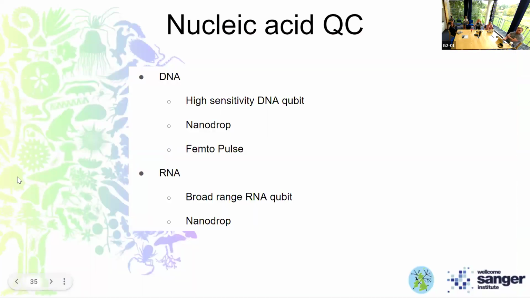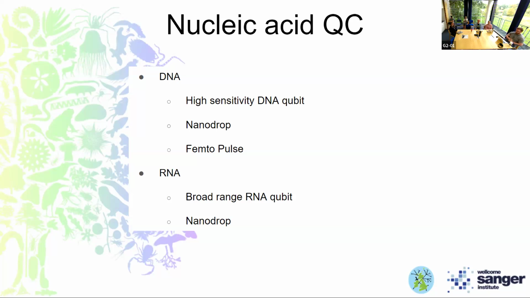Okay, so the final section of our protocols is our nucleic acid QC that we do in the lab. For DNA, both DNA extraction and fragmented DNA, we use the high sensitivity DNA Qubit kit for our quantity of DNA. We use the NanoDrop to look at purity levels, and then we look at the FemtoPulse to look at the DNA quality.